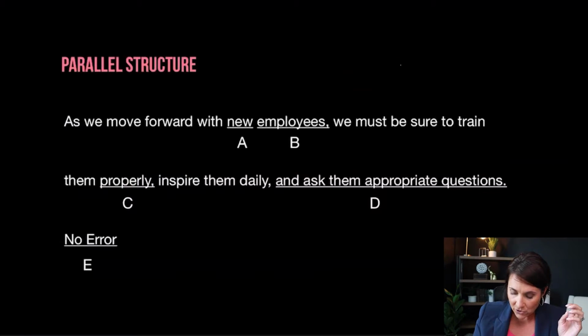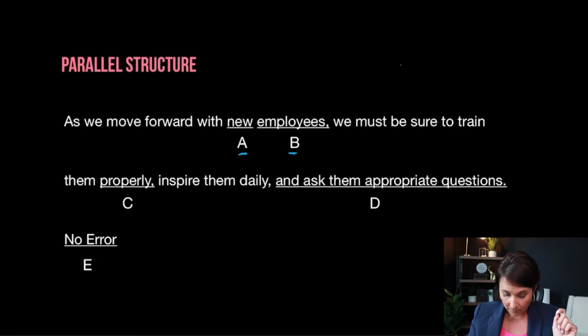When it comes to parallel structure, we want to make sure that our list is parallel. So let's take a look. As we move forward with new employees, okay, I have A here and B here. Now, this is another way you'll see it on the Praxis Core exam. You'll also see it this way on the FTCE GKELS exam as well. You'll have portions of the sentence underlined, and you will have to decide which part, if any, are incorrect. And in this case, if nothing is incorrect, you would choose E.